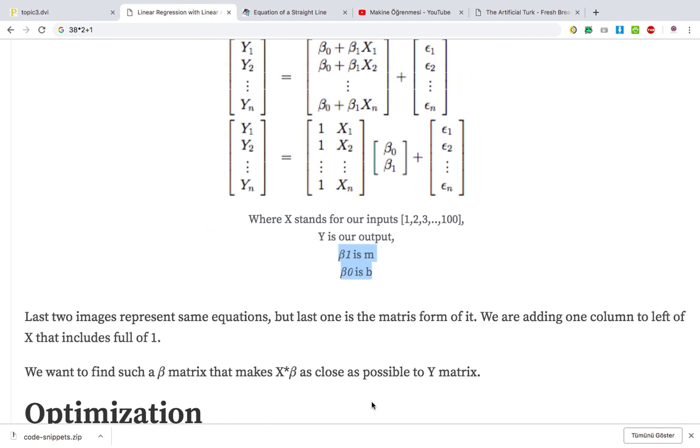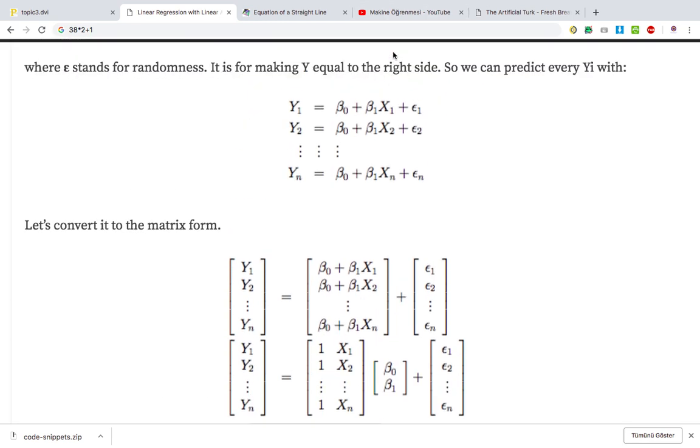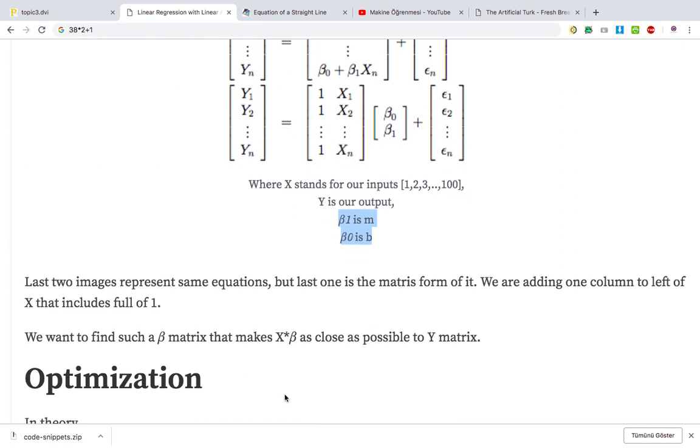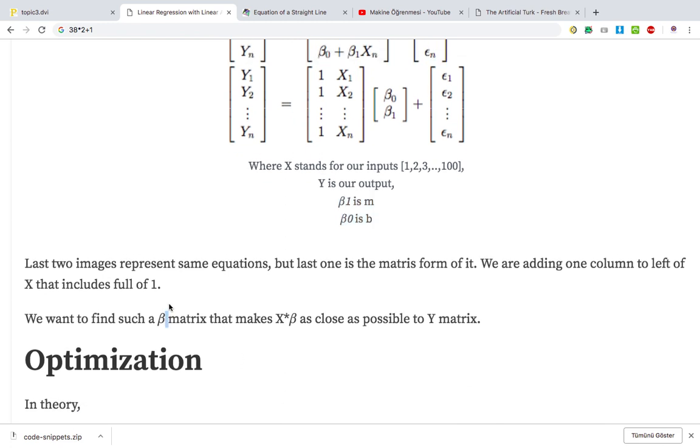So the last two images represent the same equation. Actually, these three equation sets are equal to each other. So we want to find such a B matrix, we will call it B matrix, that makes X multiplied by B as close as possible to Y matrix.